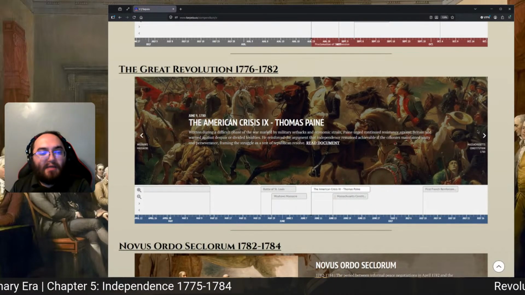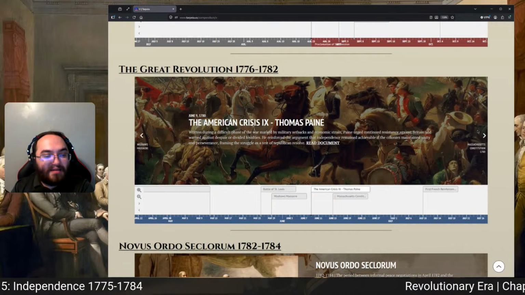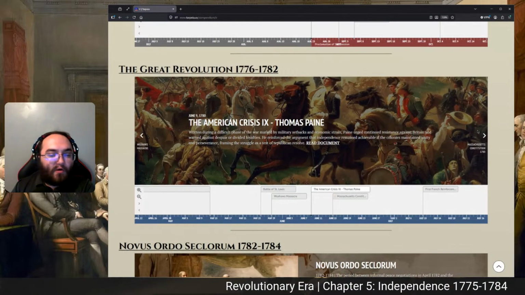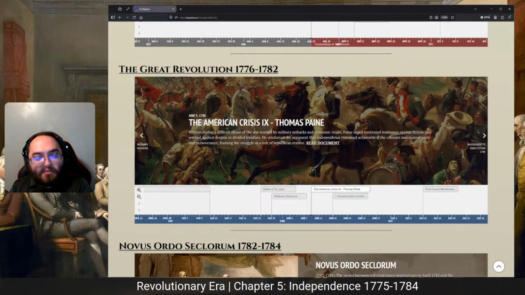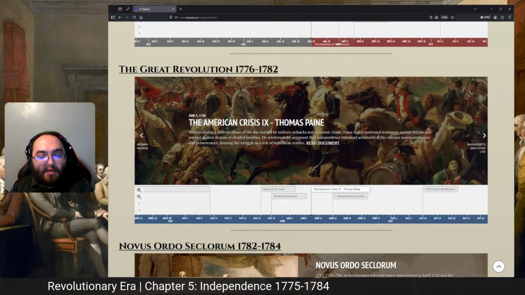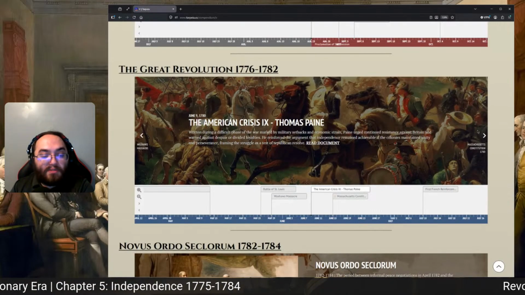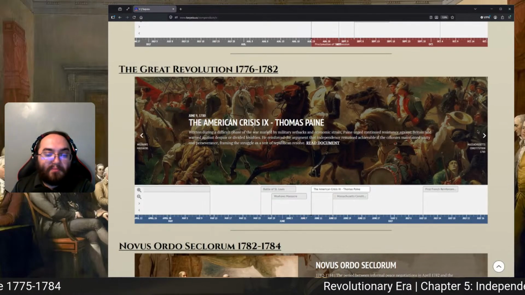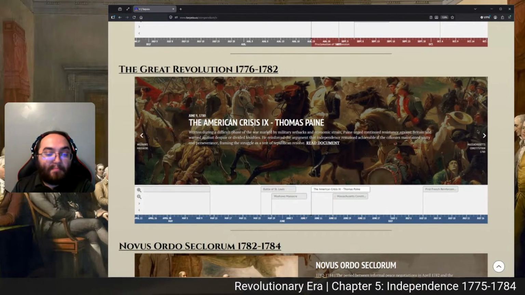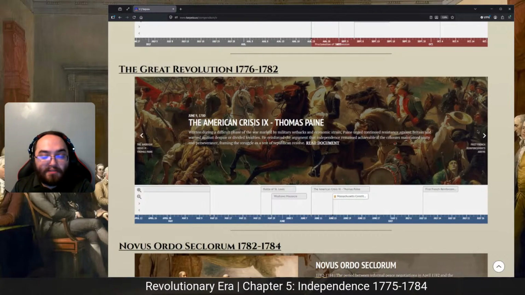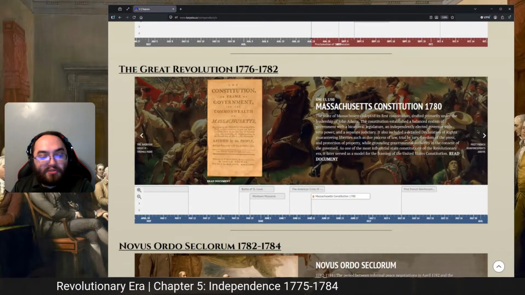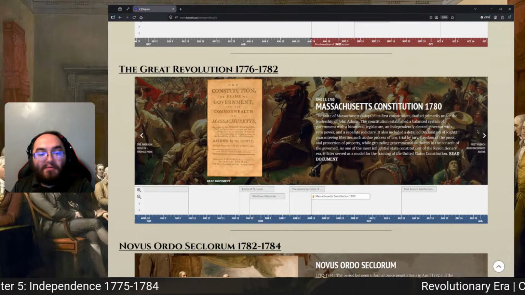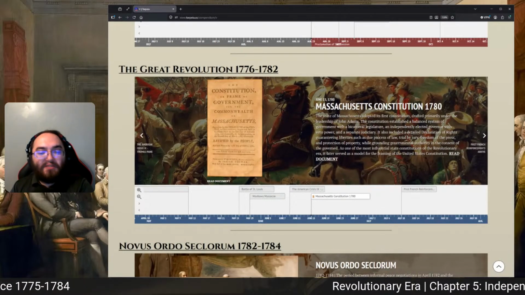Thomas Paine will write American Crisis number 9, and this is written during the harsh military setbacks and economic strain of the war, especially with the opening of the Southern Campaign and the loss of some of the capitals of southern states. Massachusetts will create its constitution, written by John Adams, and have it passed on June 15th, 1780.